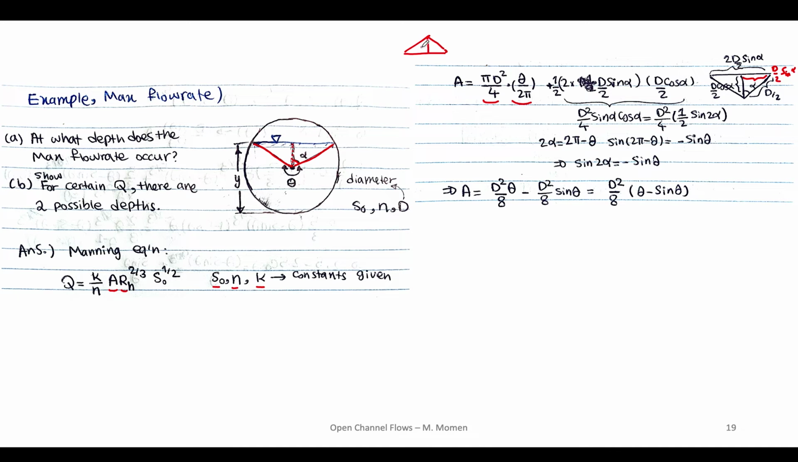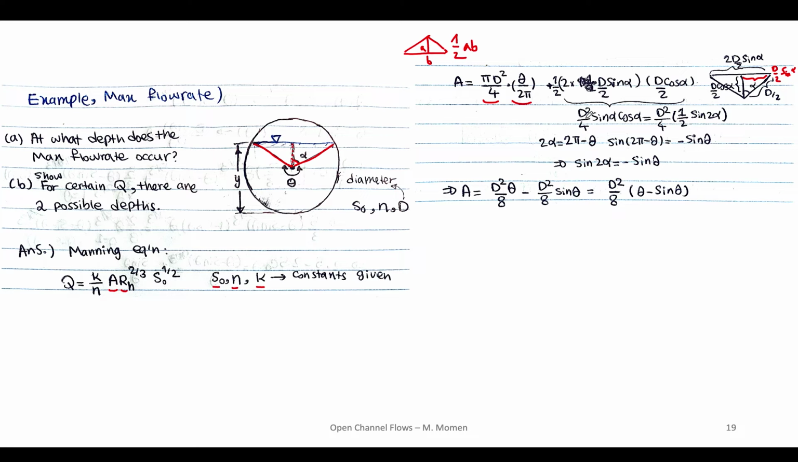If this is A, this is B, area is gonna be 1/2 AB, right? So the same thing here I do. So it's gonna be 1/2 times 2 times d over 2 sine alpha times d over 2 cosine alpha.